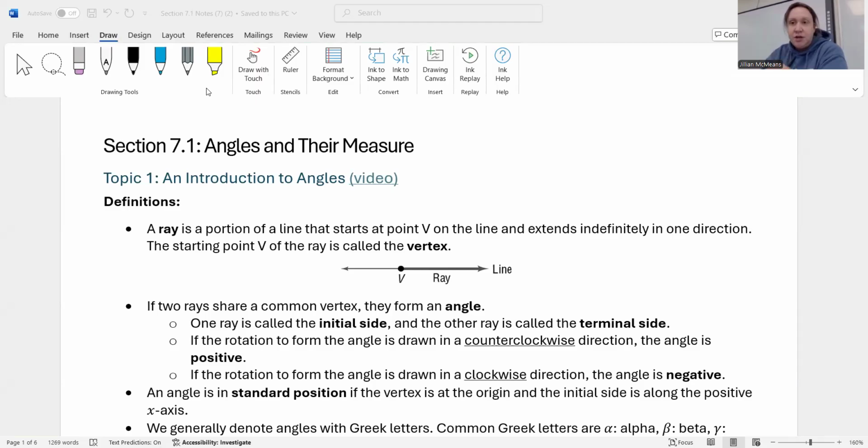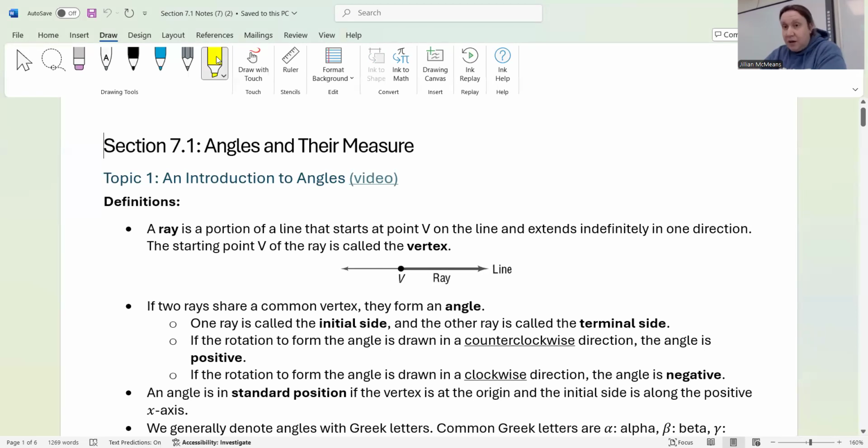When you're in a trigonometry class, you're dealing with angles and ratios of sides of right triangles or triangles. We kind of have to build that. We have to start from the bottom up, which is just: what is an angle? So we have this definition first, and we've got several definitions here that we're going to cover. But the first definition we have is that of a ray.